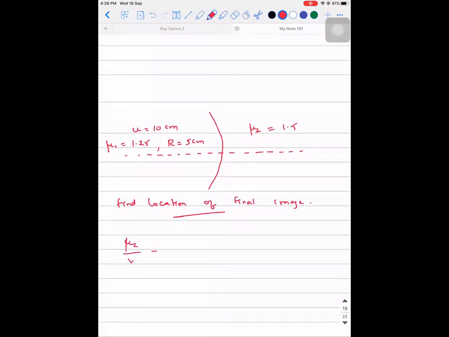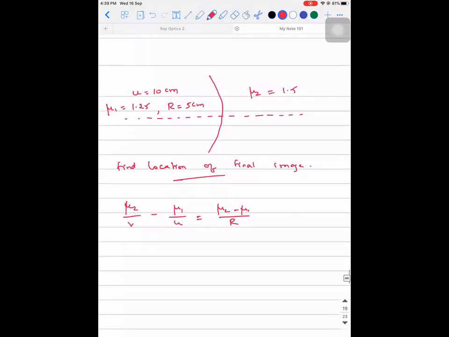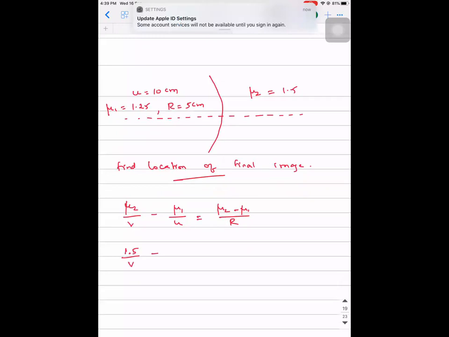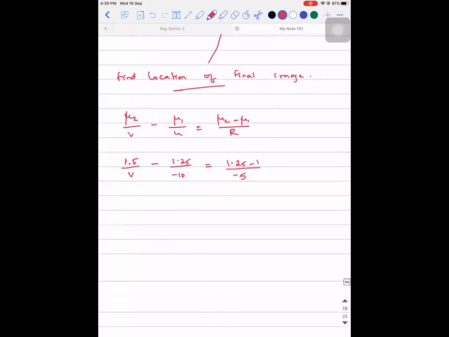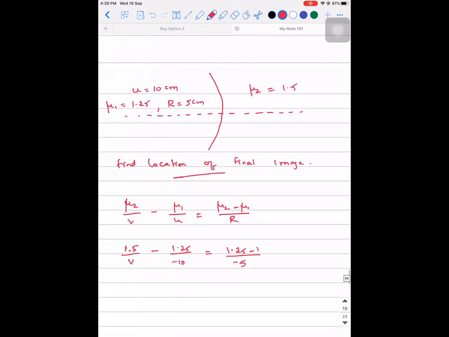The formula is mu2 by V minus mu1 by U is equal to mu2 minus mu1 by R. This we have derived using the sign convention. So mu2 is 1.5 divided by V, the final image which you need to find. Whichever is unknown, you should not use sign convention for it. Minus mu1 is 1.25 divided by U, which is minus 10, is equal to mu2 minus mu1, that is 1.5 minus 1.25, divided by R, which is minus 5.